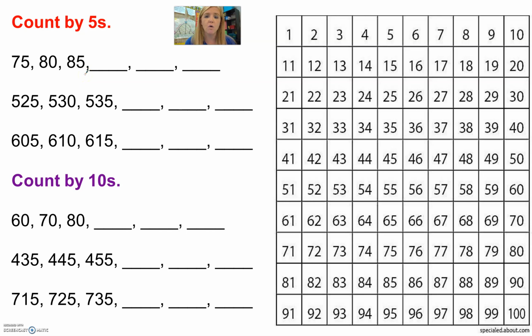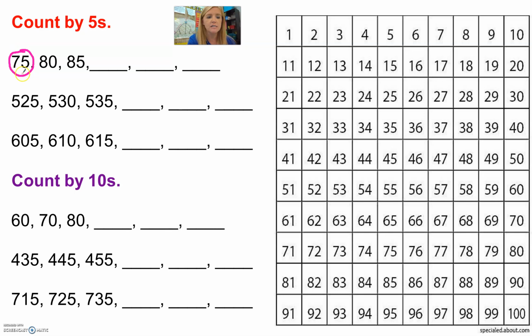Remember I told you, always check the hundreds place first. Well, these numbers, 75, 80, and 85, do not have any hundreds. So that makes it a little bit easier for me because I don't have to worry about those. I'm going to go ahead and hunk and chunk my tens and my ones. And I want you guys to get in the habit of doing this too. Whatever I do, I want you to do it when it's your practice time.